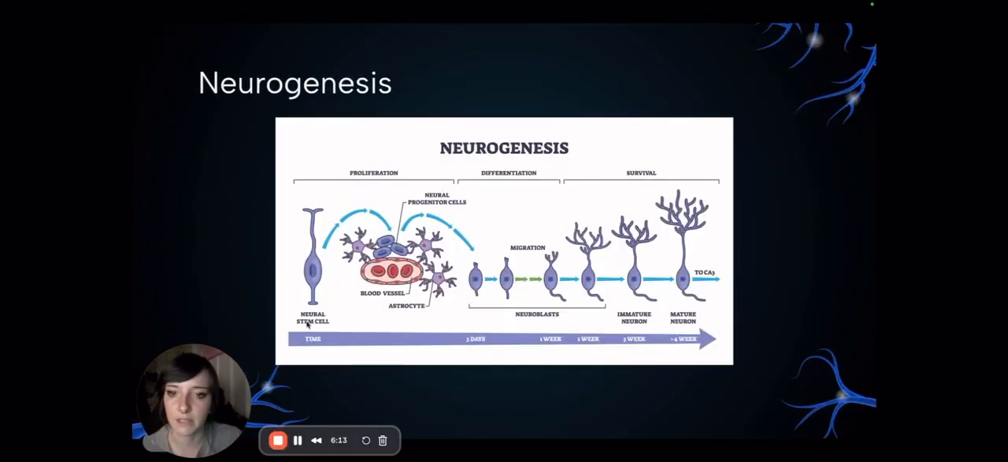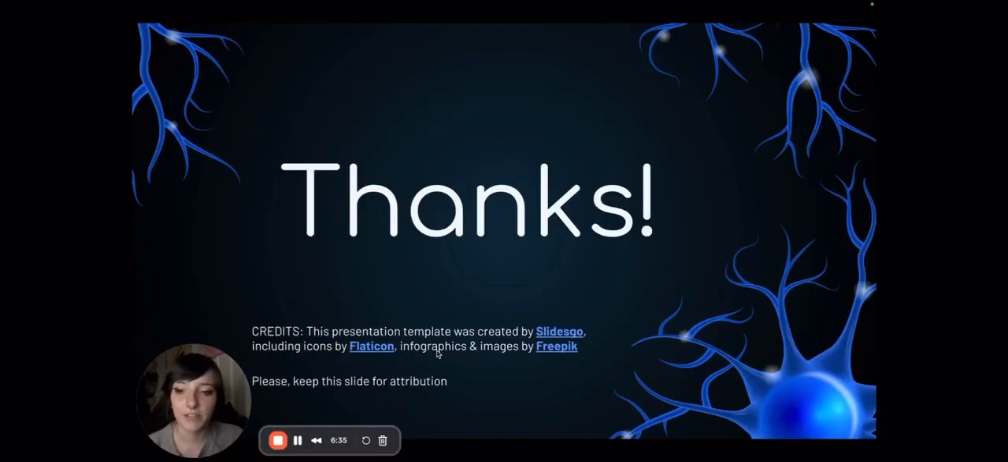So here is a diagram of neurogenesis. As you can see, here is a neural stem cell, and then here are the neural progenitor cells, and then the blood vessels, and then you can see migration. When the new neurons migrate into designated parts of the brain, they become an immature neuron, and then all the way to when they're a mature neuron and they go to form brain circuits.